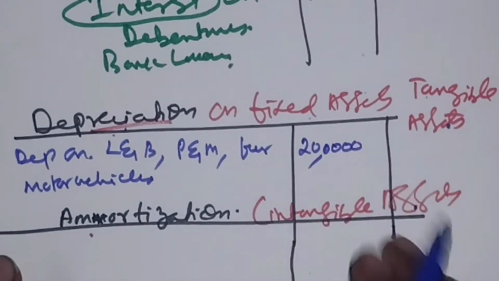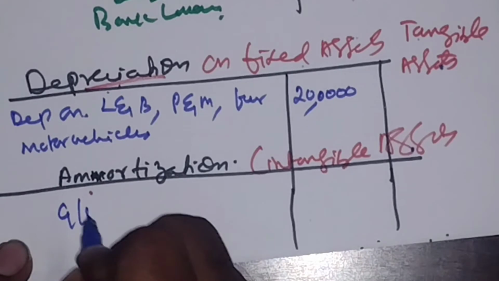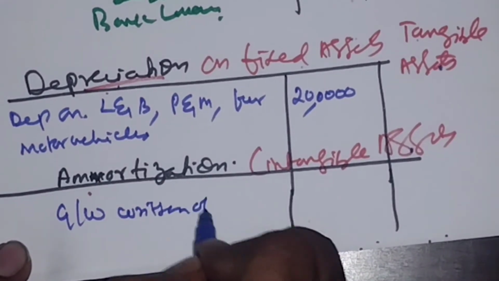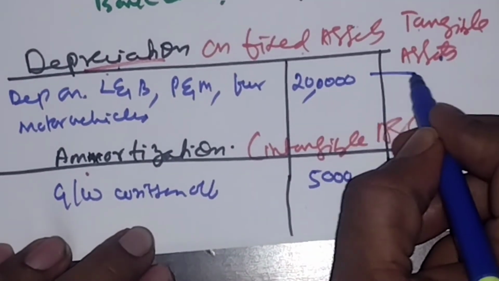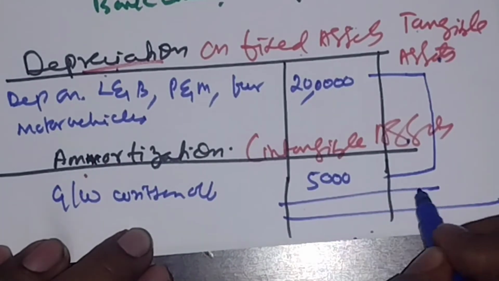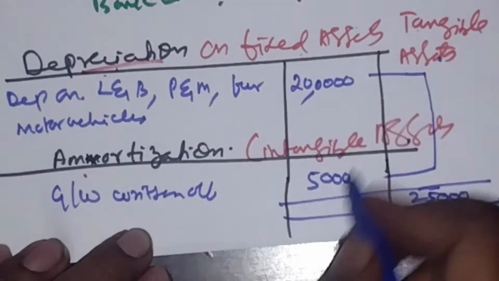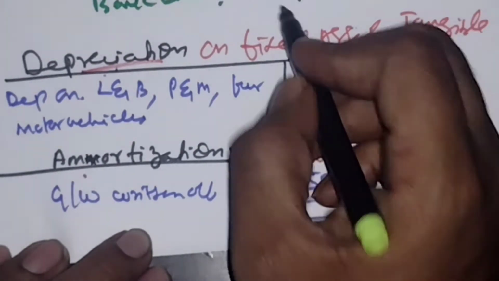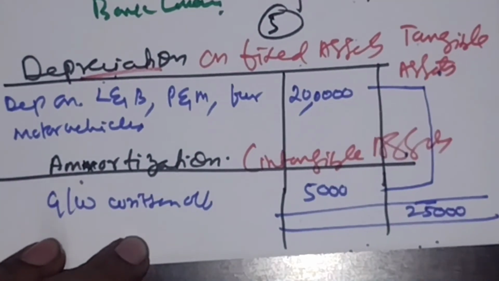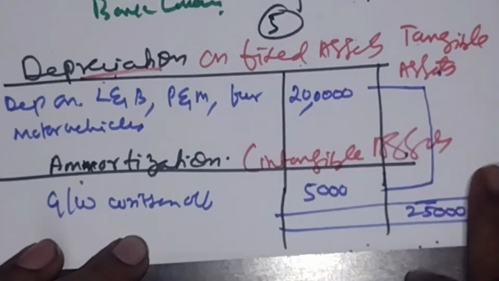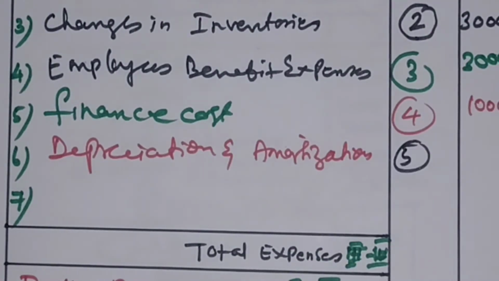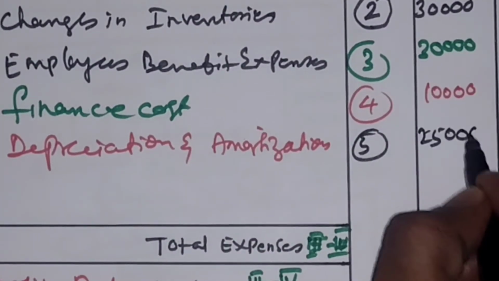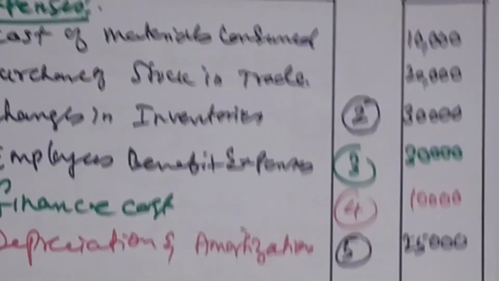20,000 rupees. And goodwill written off 5,000 rupees. So 20,000 plus 5,000, you get the total 25,000. Put together, I'll give the note number 5. Note number 5. How much do you get? 20,000 plus 5,000, 25,000. Let me write it into depreciation and amortization. Note number 5, 25,000. I hope you can understand that.